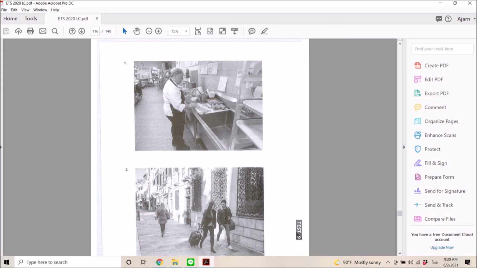Number 92. Where does the speaker work? Number 93. What does the speaker imply when she says, "All the machines are already running"? Number 94. What is the speaker concerned about?